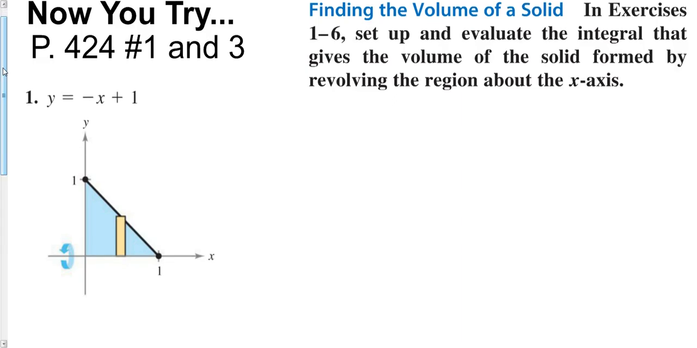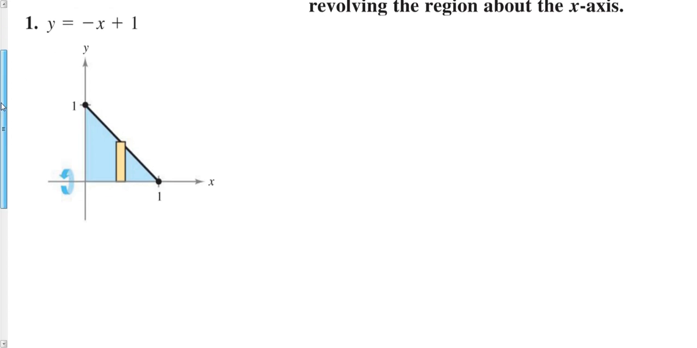You're just setting it up. You don't have to evaluate. Well, actually, it says set up and evaluate. So what you're doing is you're trying to think about the radius of rotation. That's the yellow thing, the height, and you're spinning that yellow thing, and you're putting a ton of little yellow pieces, and you're going to spin them around the x-axis. So set up that integral and try to evaluate it. These are in the back of the book, 1 and 3.